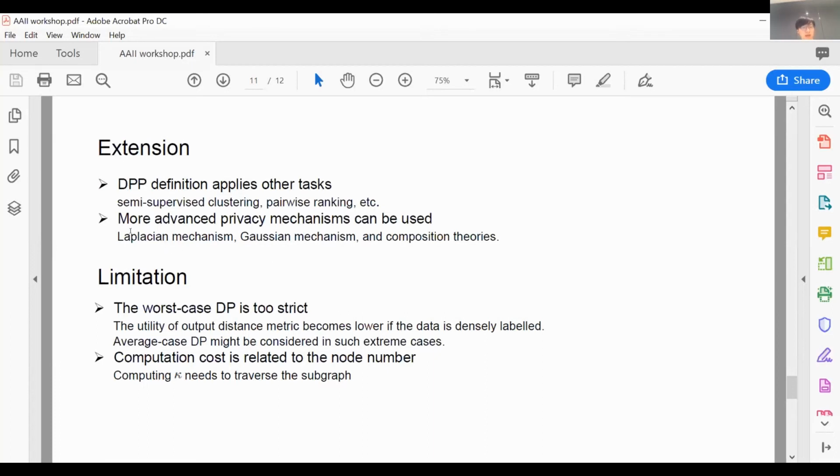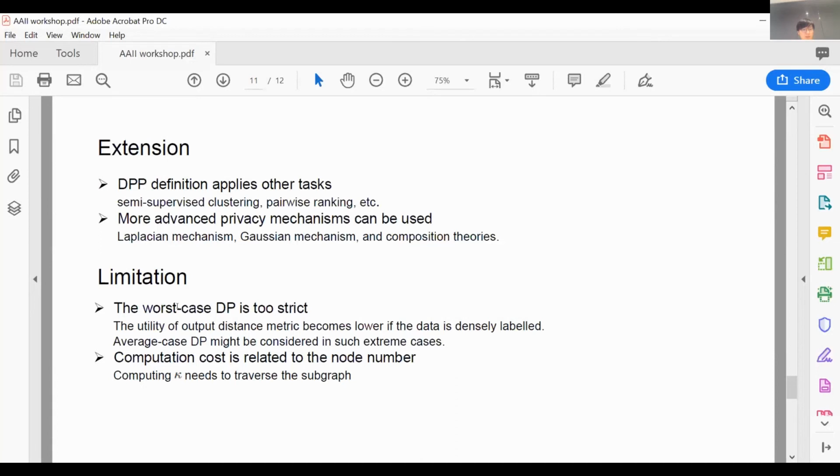Another extension of our work is to use more advanced privacy mechanisms. In this paper, we use the Laplacian mechanism. One can also resort to some approximate privacy mechanisms like Gaussian, because they have some good properties. They can use the composition theory here to improve the utility.